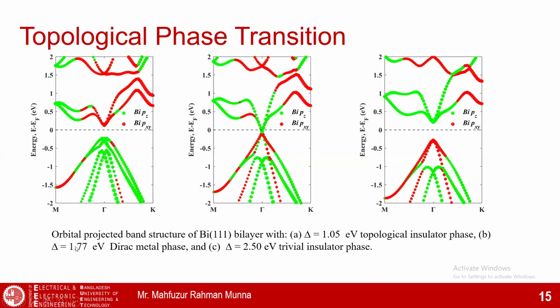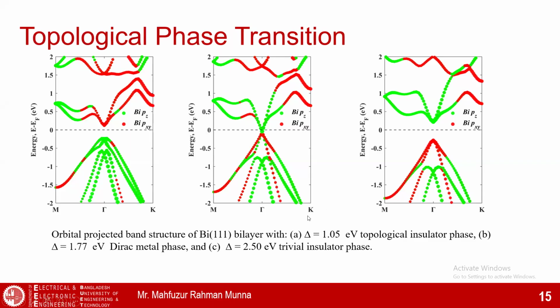And at around 1.77 electron volt staggered sublattice potential, the band gap closes. And if we further increase the strength of the SSP, then the band reopens. As you can see, initially the conduction band minima is predominantly composed of the bismuth Px,y states, and the valence band maxima is predominantly composed of the bismuth Pz states, which resembles the orbital contribution for bismuthene with SOC.